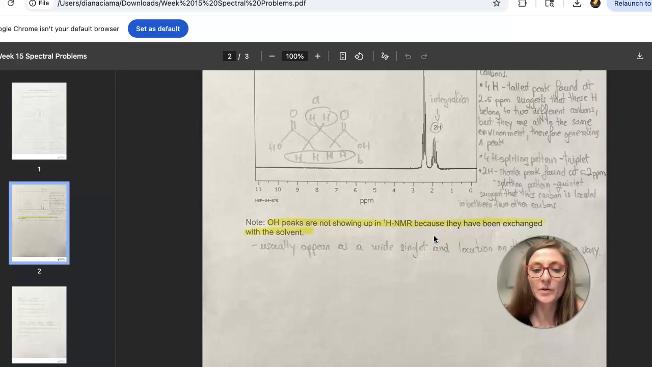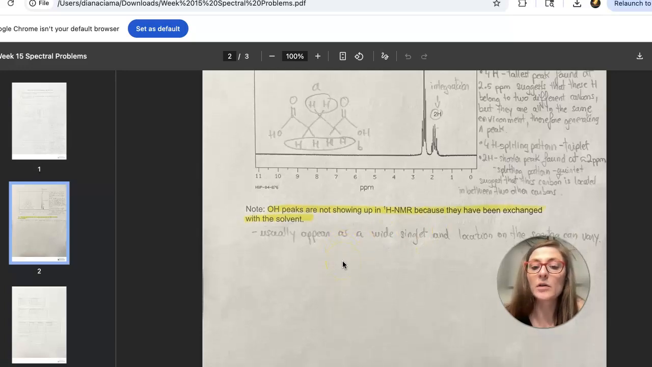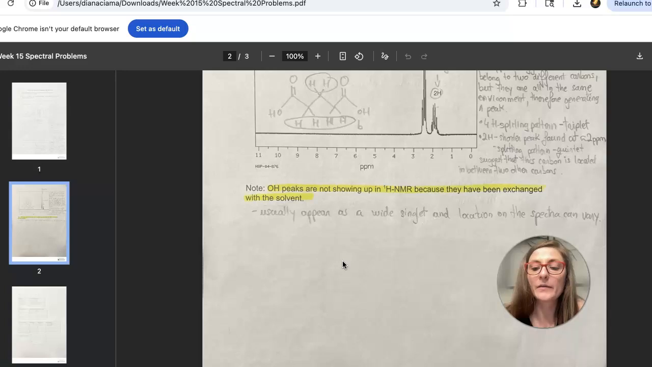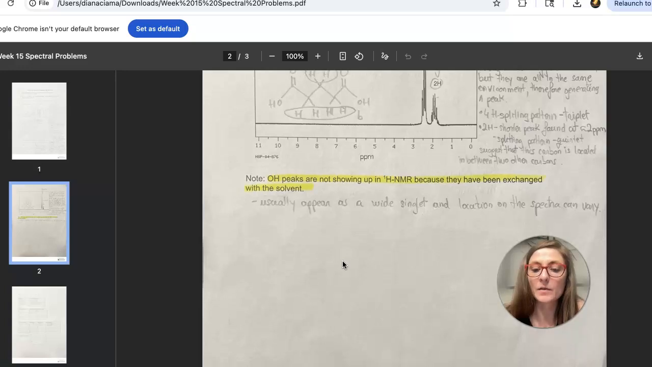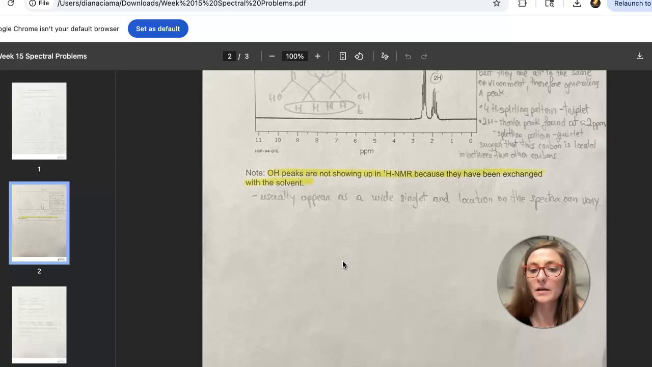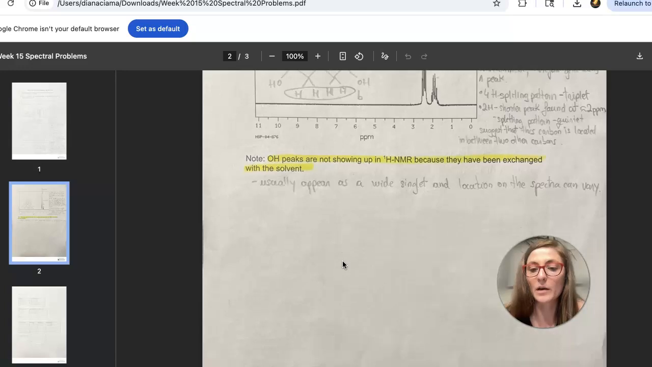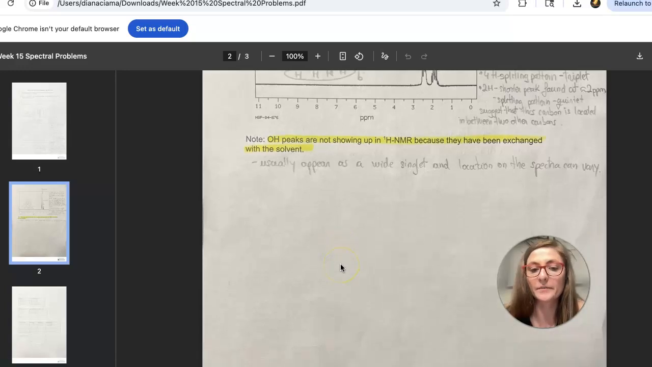Of note, this information was provided: the OH peaks are not showing up in the NMR spectrum because they've been exchanged with the solvent. But if I were to see them, I would expect these to be a singlet and for the peak to be quite wide. The location can vary.